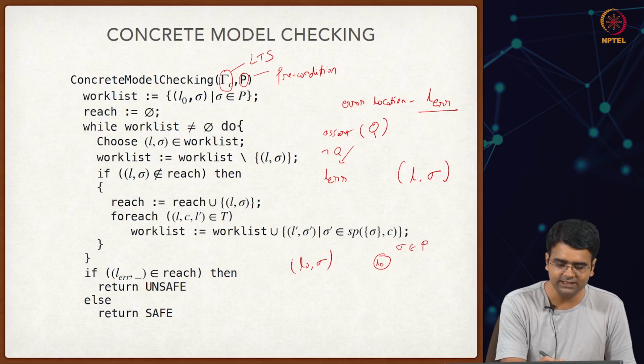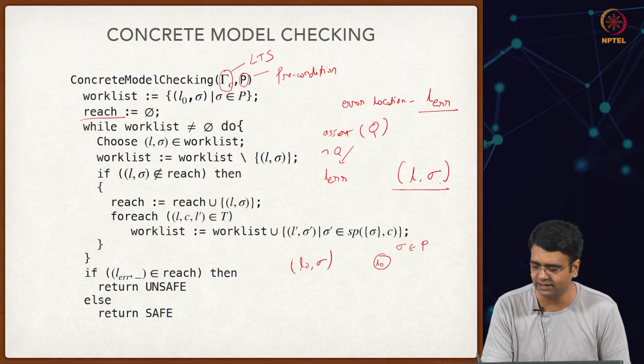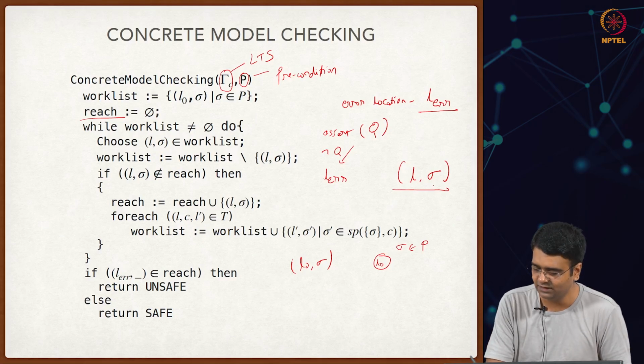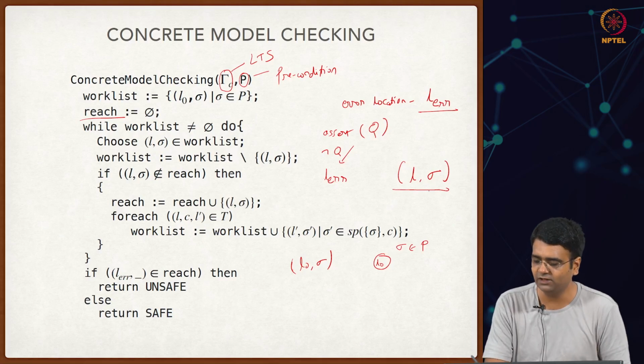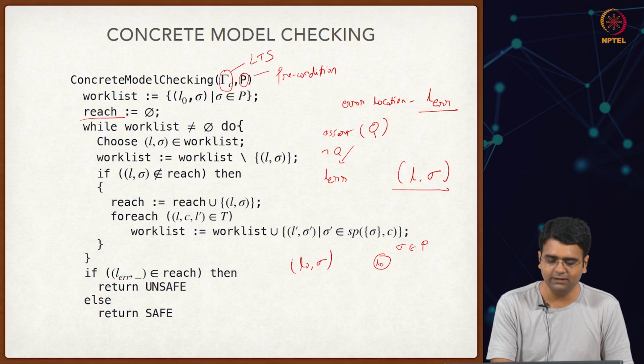It also maintains a second set, which is called the reach set. So reach is also another set of pairs, similar pairs: pairs of program locations and sigma. Again the idea is that if L comma sigma is present in reach, that means that sigma is reachable at the location L. Okay. So let us see what the algorithm does.